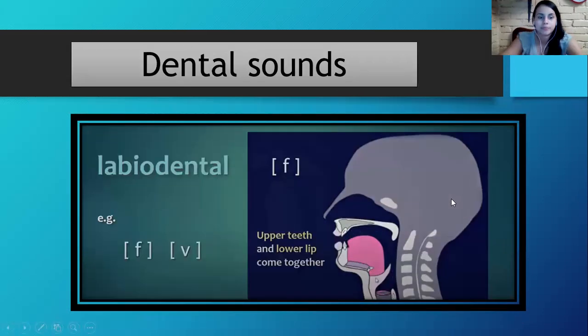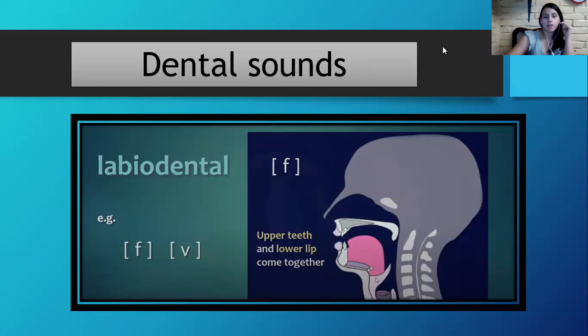Let's continue. Other examples are labiodental sounds. These are produced with the upper teeth and the lower lip. For example, the first sound is f, the example is off, and the other sound is v, and the example is lovely.